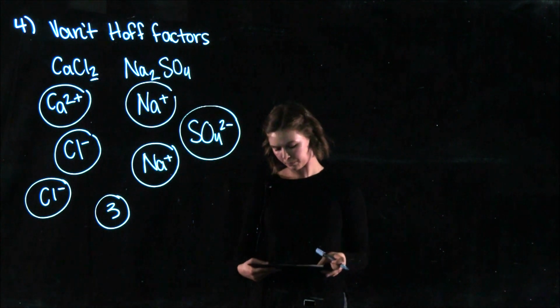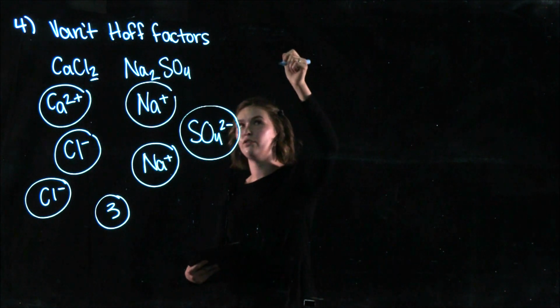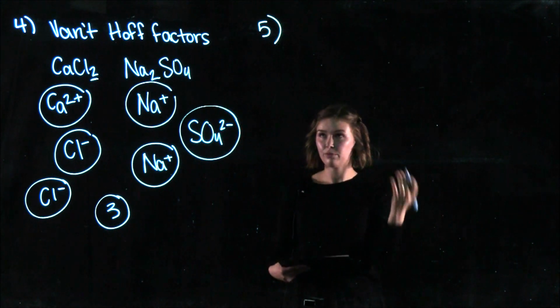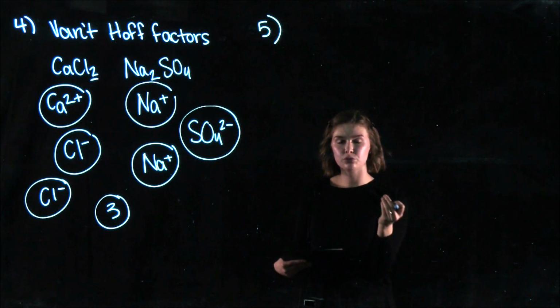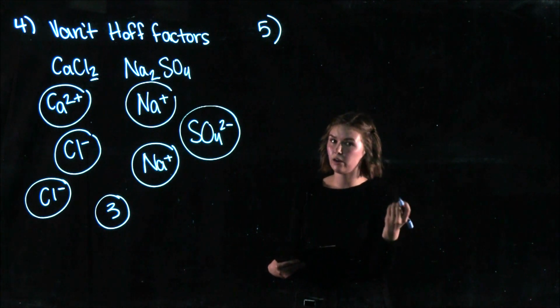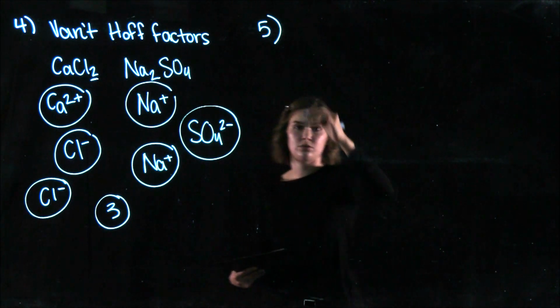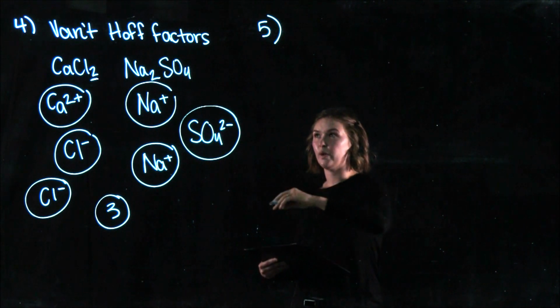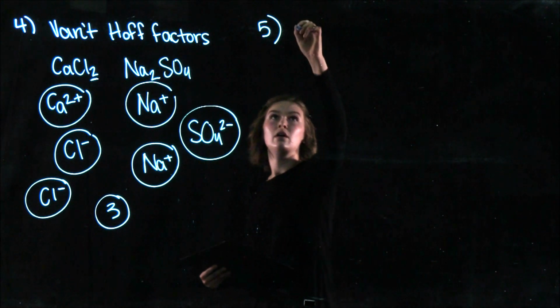Okay, so question 5 is a little more involved. In step 3, we calculated the actual boiling point elevation, but in this one we're going to calculate the theoretical boiling point elevation, which is what, in a perfect scenario, in a perfect world where everything went right, the boiling point elevation of your solution would be.